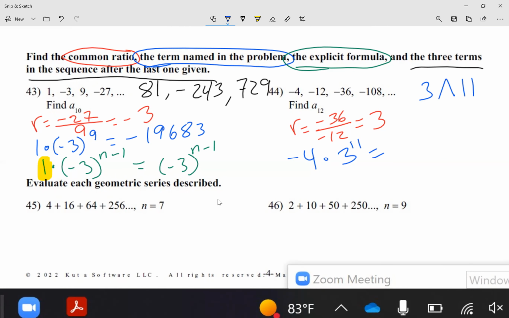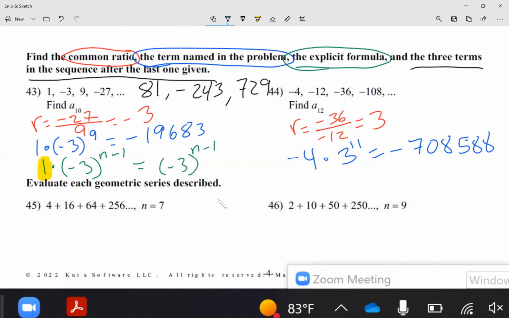It gives me negative 708,588. It's okay for the numbers to be big. Many of them will be big.